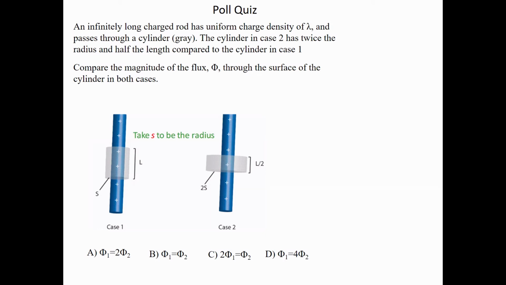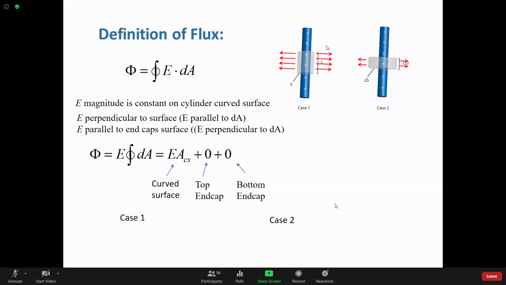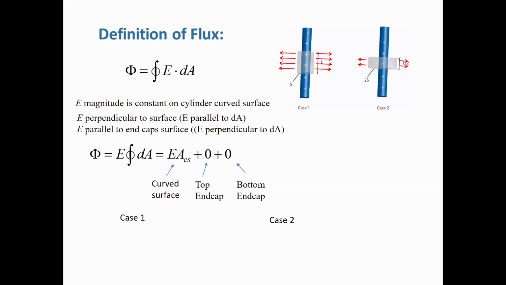Okay, in polling, share results. Well, at least, yeah, most of you got it right. It's actually A. We'll go over that in the next slide. So the definition of flux, we already know that. But in the case for the cylinder, the electric field for a line charge goes as 1 over R, and it's in the radial direction.